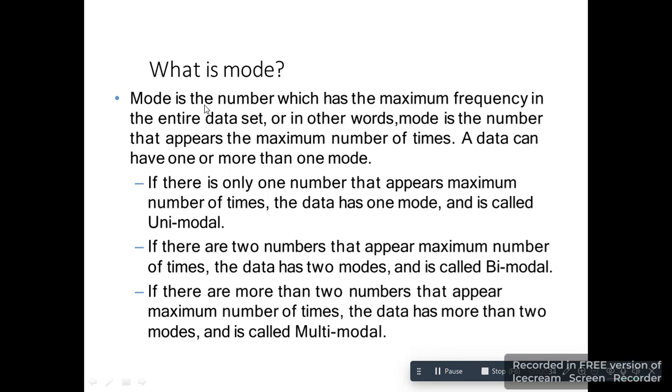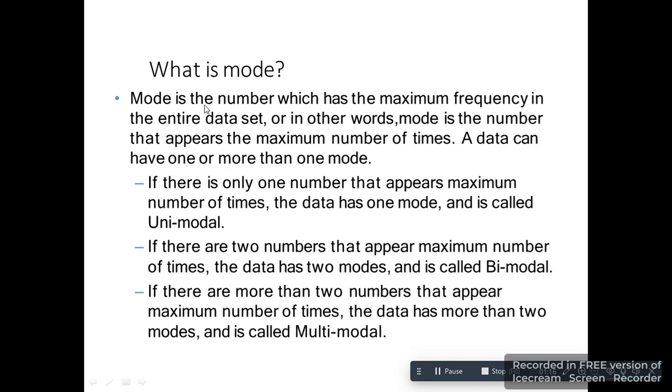Mode is the number which has the maximum frequency in the entire data set. In other words, mode is a number that appears the maximum number of times. A data set can have one or more than one mode. If there is only one number that appears the maximum number of times, the data has one mode and is called unimodal. If there are two numbers that appear the maximum number of times, the data has two modes and it is called bimodal.